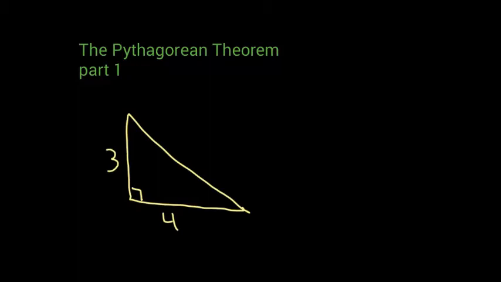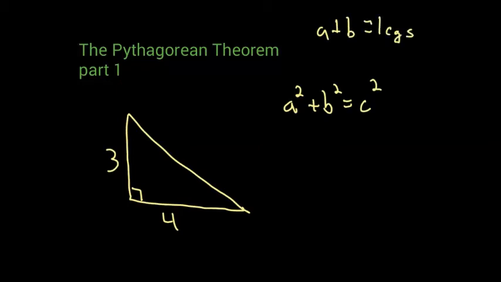Alright, let's talk about the Pythagorean Theorem. And the Pythagorean Theorem only works for right triangles. And the theorem, simply stated, is a squared plus b squared equals c squared, where a and b are legs and c is the hypotenuse. And your hypotenuse will always be directly across from that right angle. It's also always your longest side.